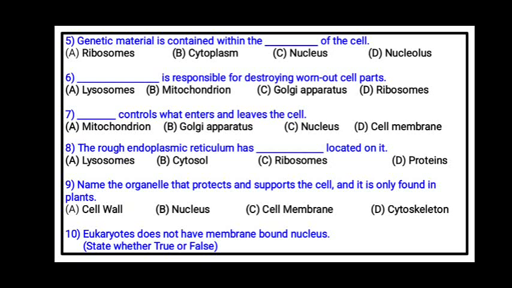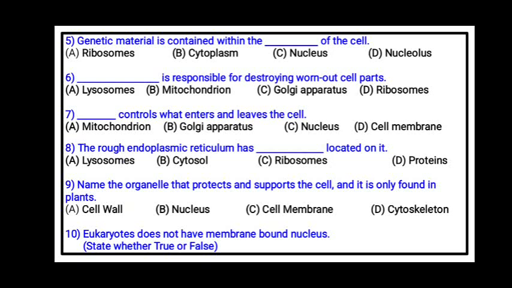Seventh, dash controls what enters and leaves the cell. So, which organelle is responsible to control what should enter or leave the cell? Is it mitochondria, Golgi apparatus, nucleus, or cell membrane? So, write the correct answer. Eighth one, the rough endoplasmic reticulum has dash located on it. A. Lysosomes, B. Cytosol, C. Ribosomes, or D. Proteins.